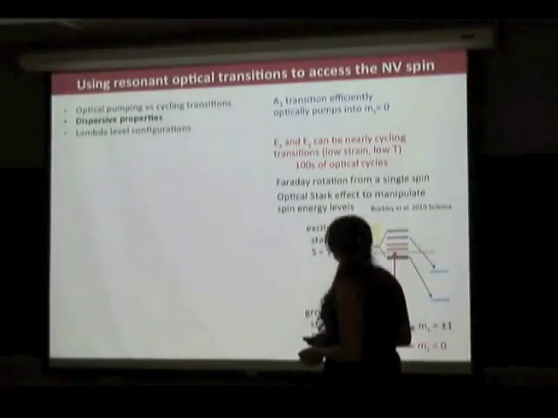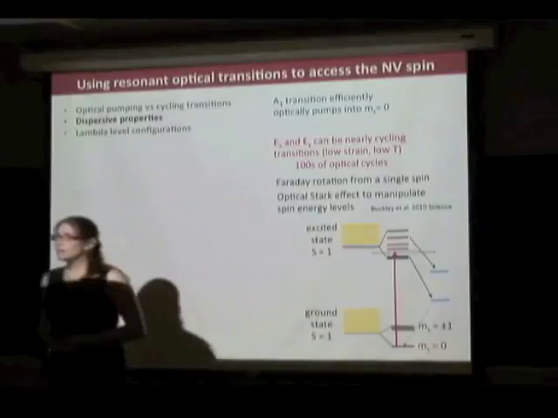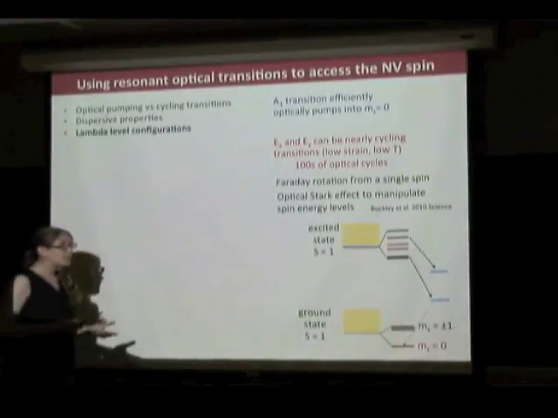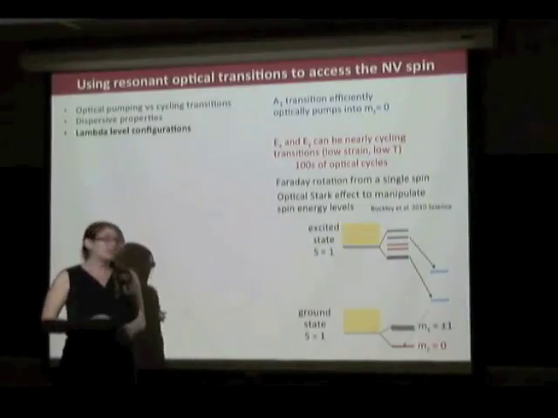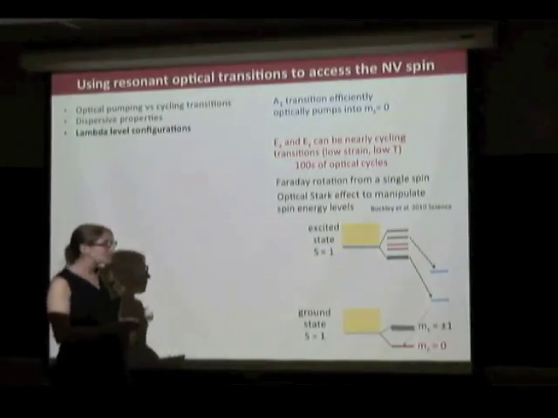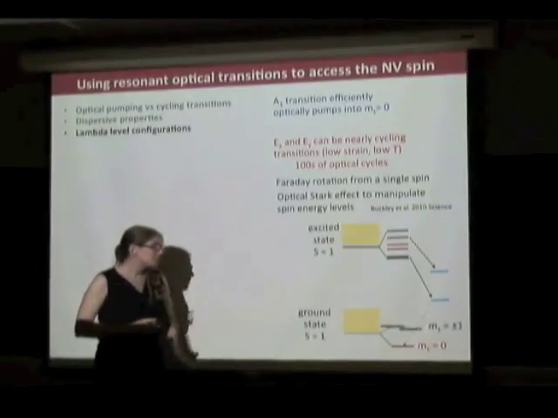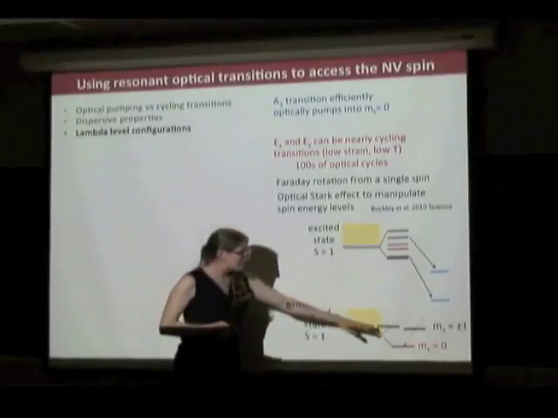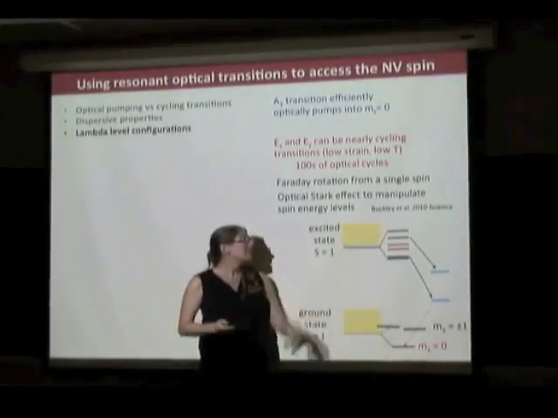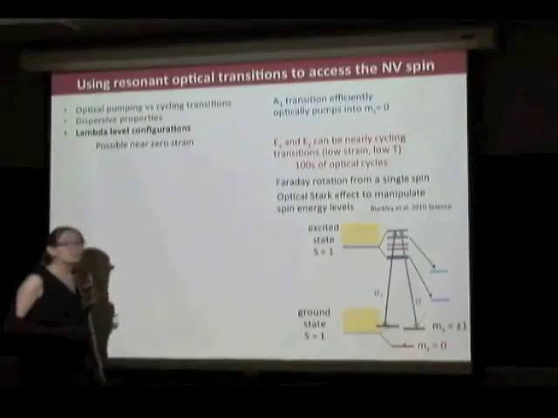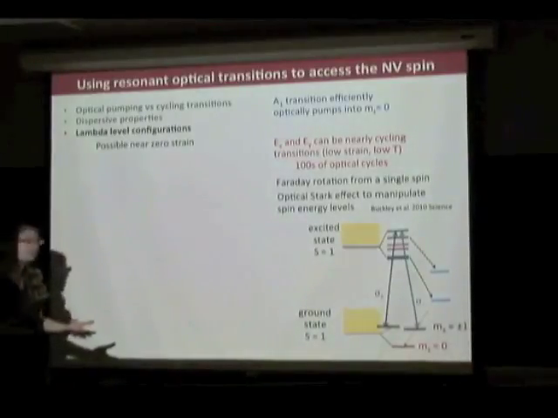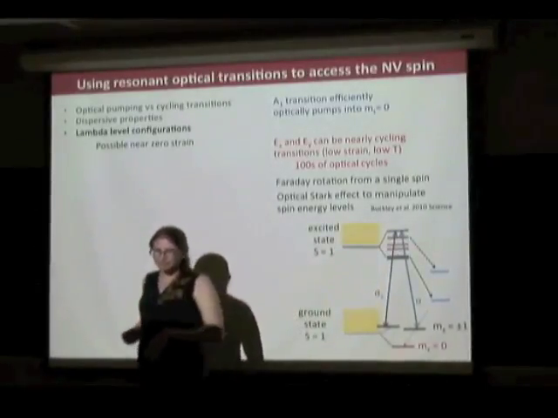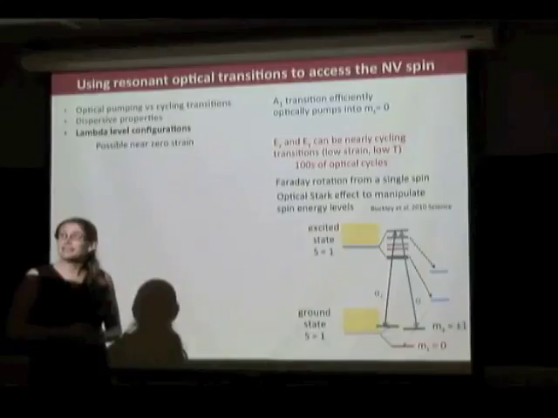A particularly versatile configuration that's been used by a number of experiments are lambda-level configurations. These are configurations like what you get in zero strain for the ms equals plus and minus 1 states. I'll remind you what that looks like. Let me just shift those two levels apart. I'll remind you that, for example, transitions from the ms equals plus and minus 1 ground states to the A2 excited states have circularly polarized selection rules in a lambda configuration. That is, where the two ground states are connected to the same excited state. This is one way to achieve a lambda configuration.